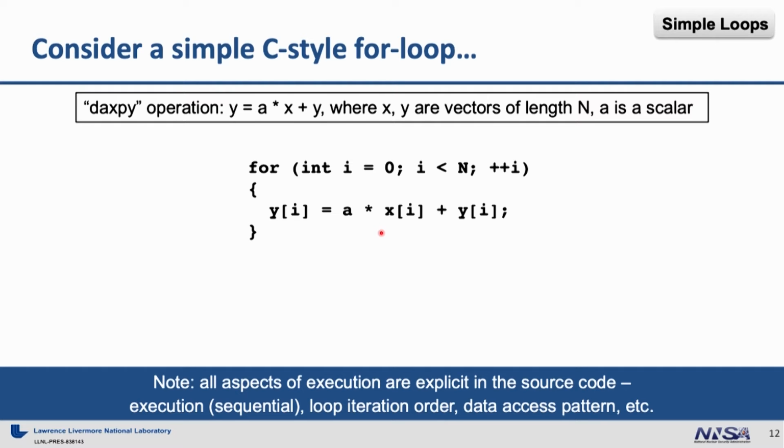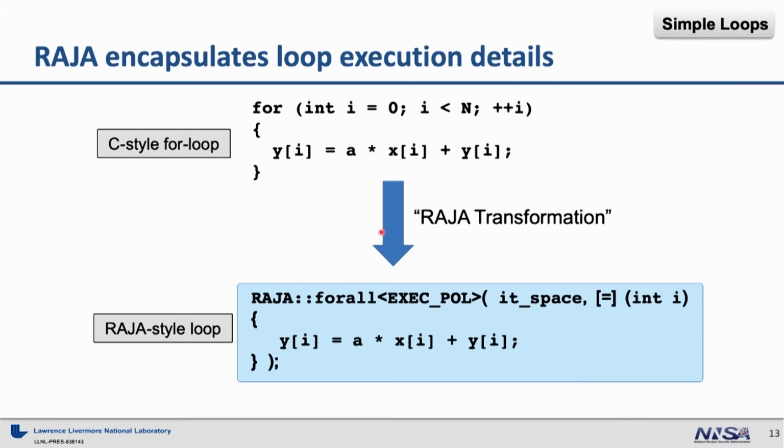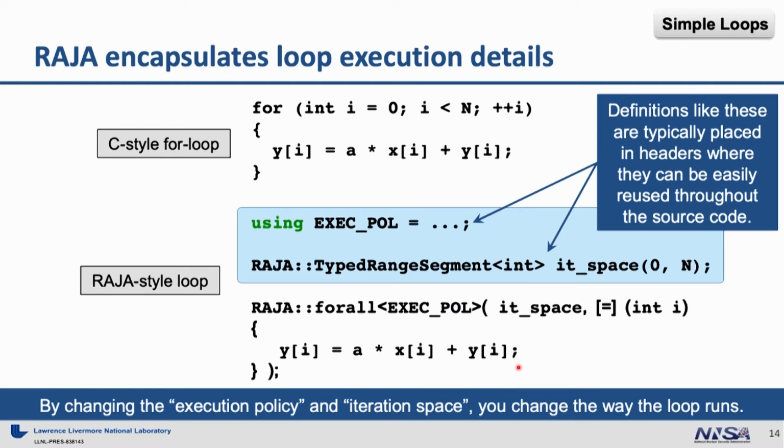If we want to RAJAfy this, we can start off by trying to do this. This is a RAJA forall. This is like the parallel for idiom that you are probably very familiar with. We replaced the for loop with this forall that has an execution policy, an iteration space, and then a lambda.